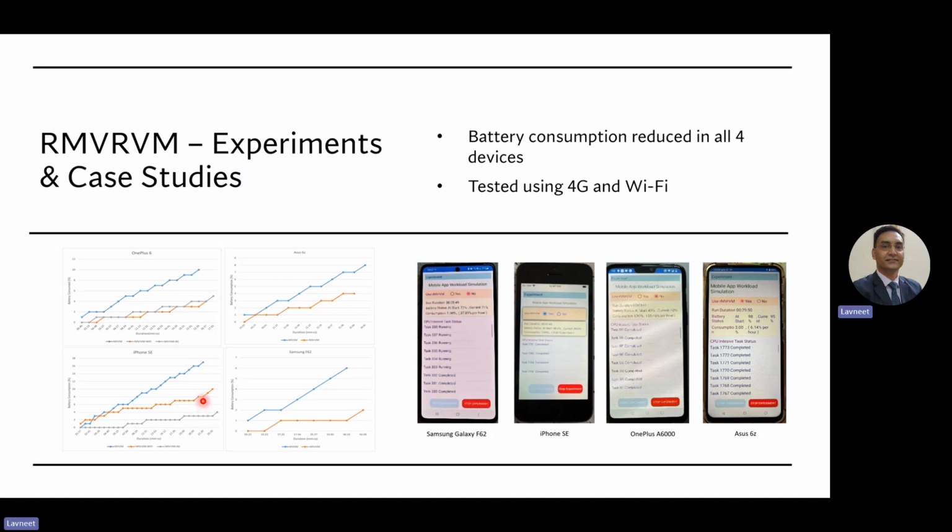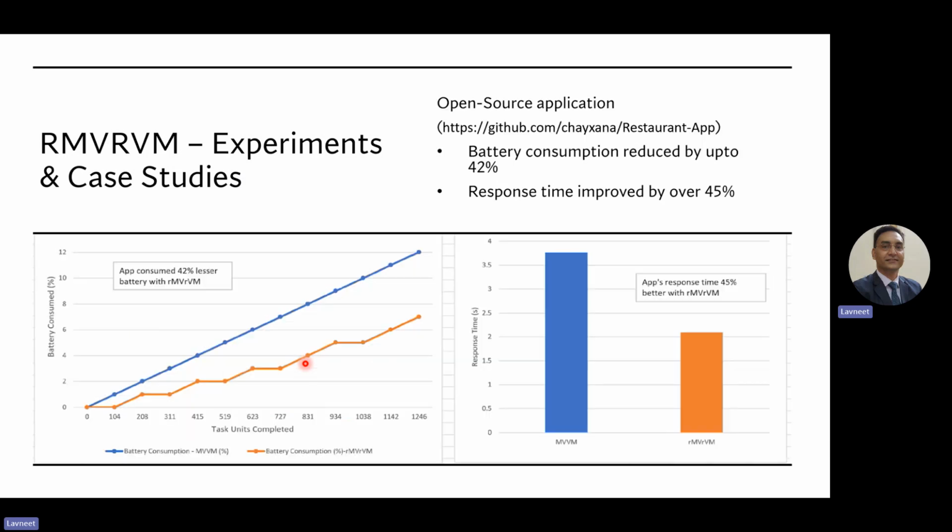The orange line is for when Wi-Fi was used for the internet connection, and the gray line is when 4G is used. So we can see a substantially lesser consumption of battery in both cases of RMVRVM as compared to the blue line, which is the MVVM case. So all four devices resulted in much lesser battery consumption.